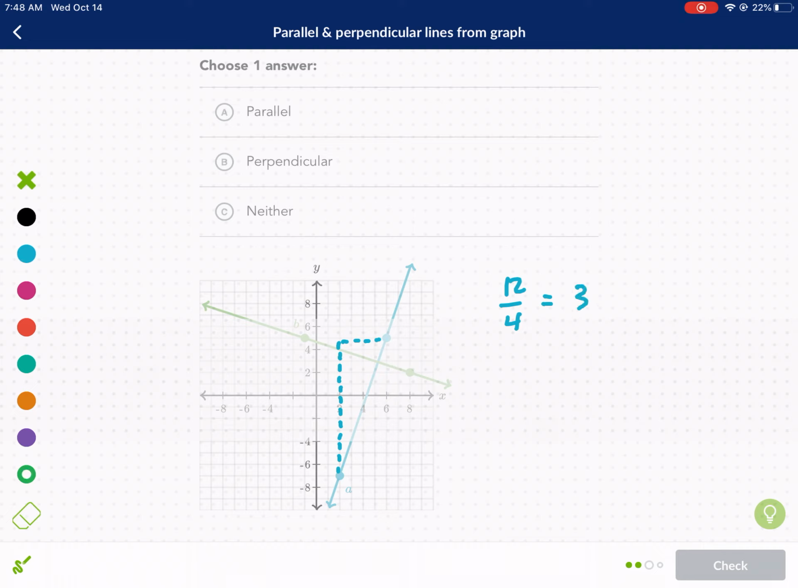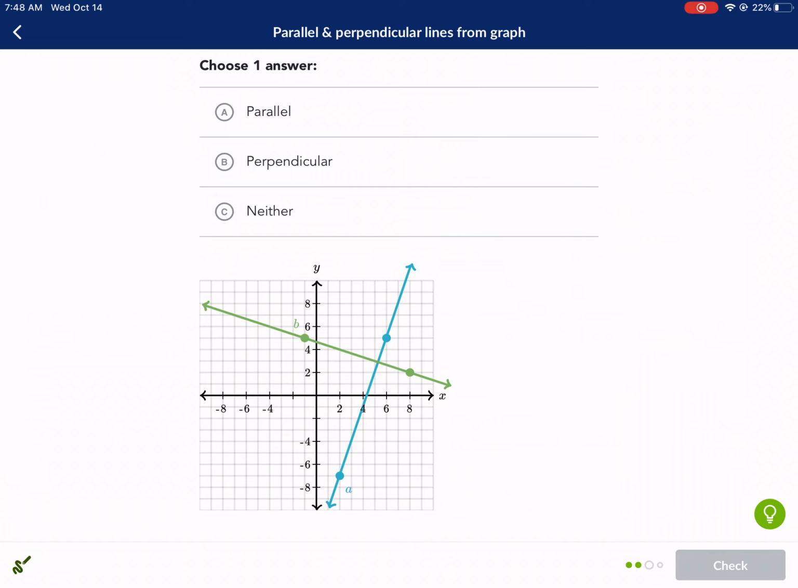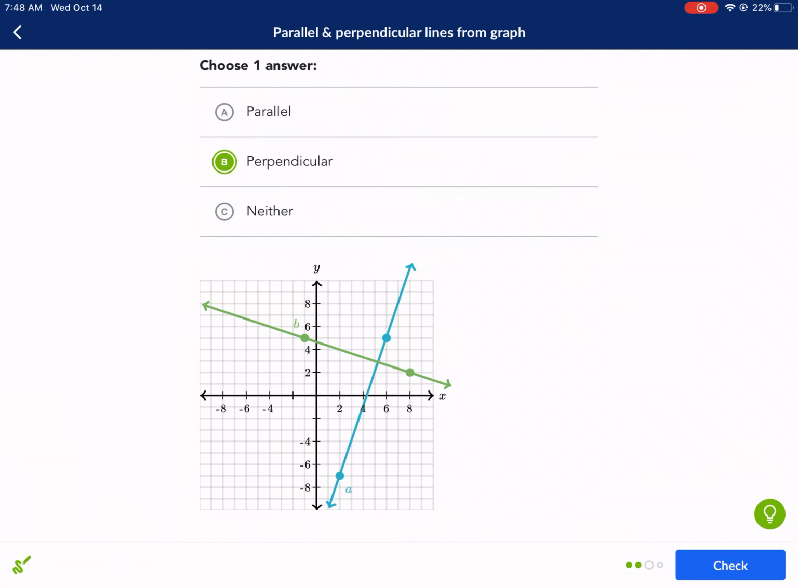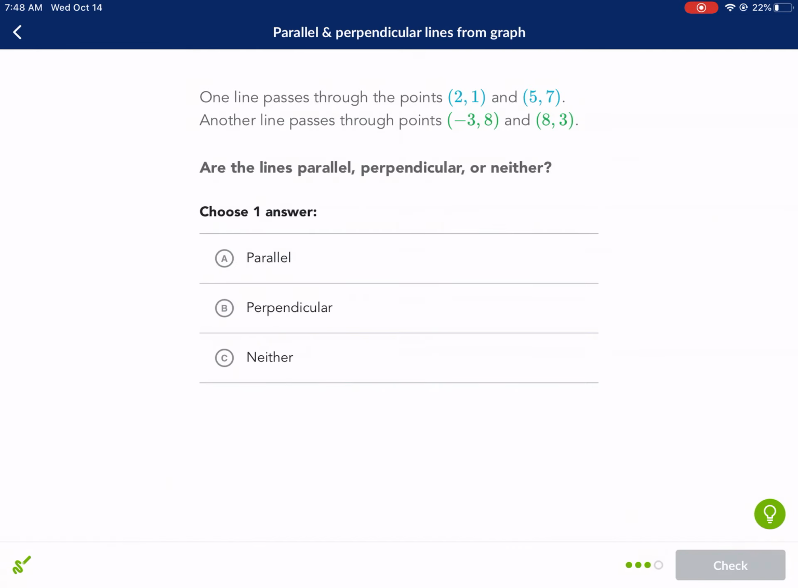Let's go to the green line. I go down, that means negative, 1, 2, 3. So I go down 3. I always like moving left to right, so my run will always be positive: 1, 2, 3, 4, 5, 6, 7, 8, 9. That's negative 1 over 3. Look at this, these are opposite reciprocals. They are indeed perpendicular. Just a clarification: they're opposites, one positive and one negative. Then I put the 3 over 1 just to show that it is opposite reciprocals. Perpendicular.